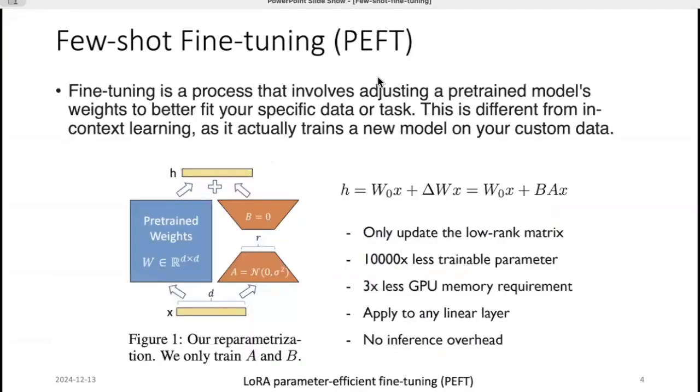Few-shot fine-tuning is like fine-tuning. I think we all know it involves adjusting the pre-trained model weights to better adapt to the new task. This is different from in-context learning because it requires additional training compute and memory so that you can update the model weights for your custom data.